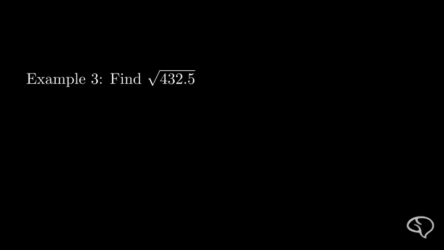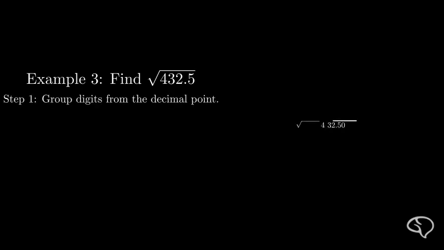The most important step here is grouping. We group digits in pairs from the decimal point. To the left, we have 4 and 32. To the right, we have 5. We need a pair, so we add a 0 to make it 50. So our number becomes 432.50. The groups are 4, 32, and 50.